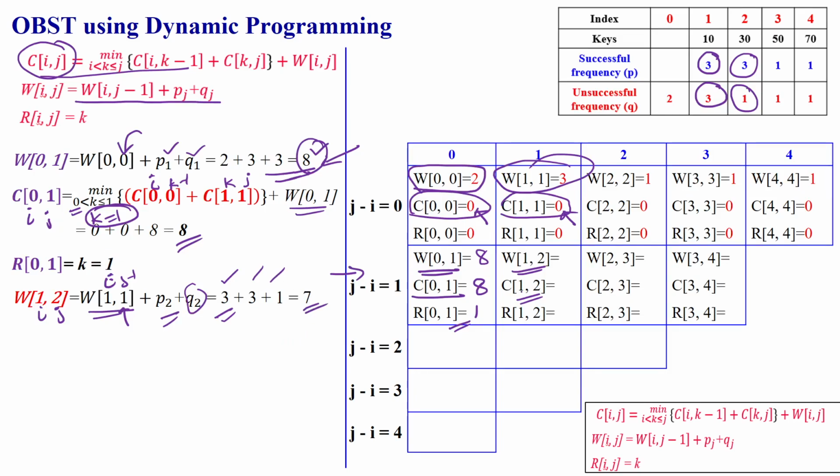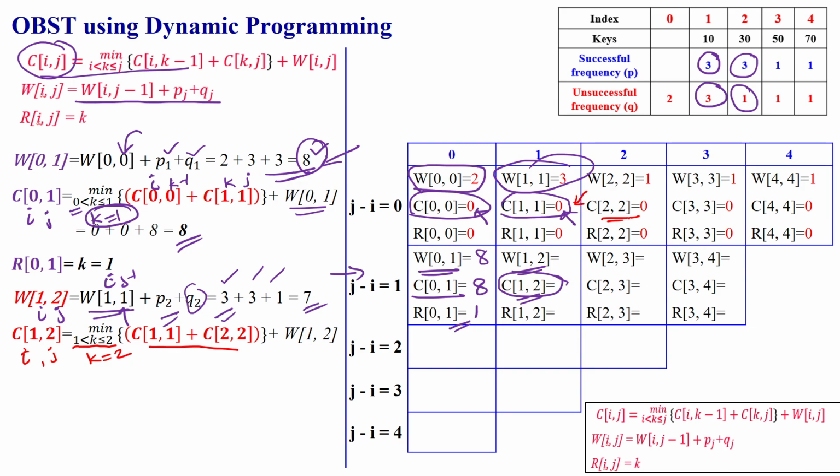Now we have to calculate c of 1 comma 2. When applying this, 1 less than k less than or equal to 2, so k has a single value, 2. When you substitute the values with i and j equal to 2, you get c of 1 comma 1 and c of 2 comma 2. c of 1 comma 1 we already found in the previous step. For this problem, you get these two previous step solutions. Now substituting the values, 0 plus 0, then we found 7 here. So now 7.